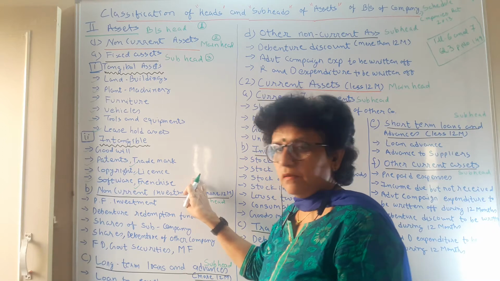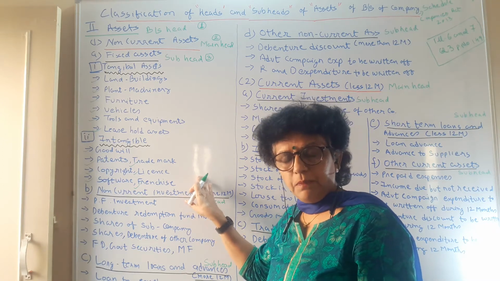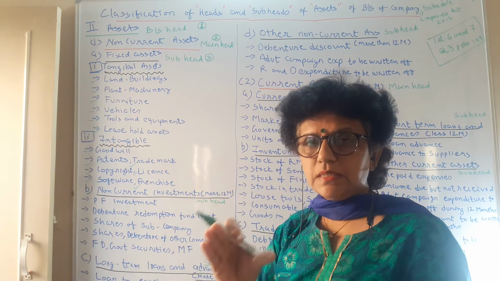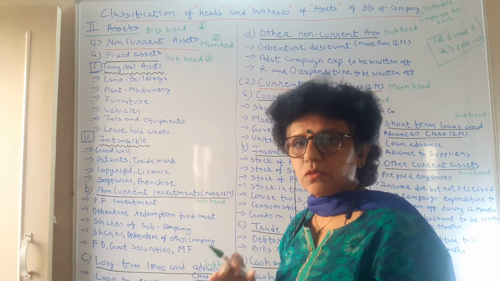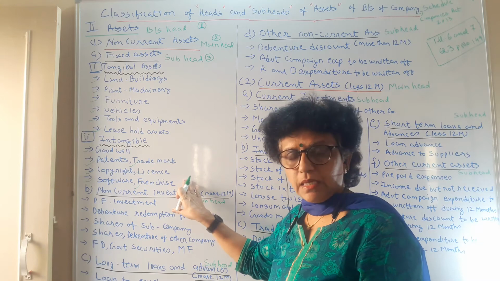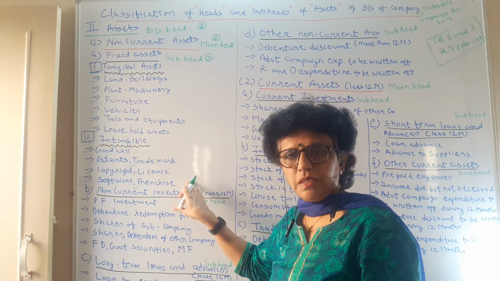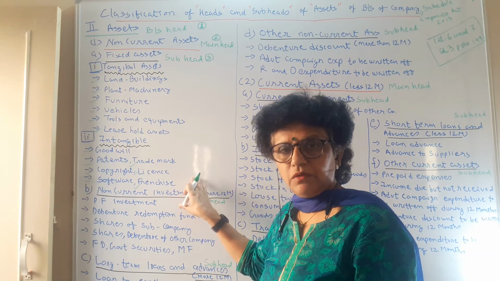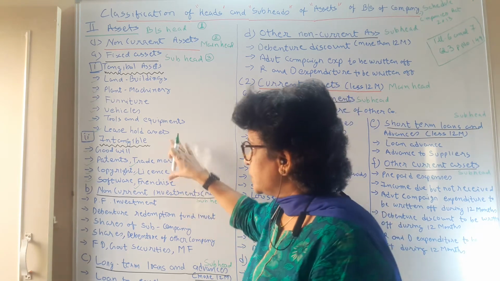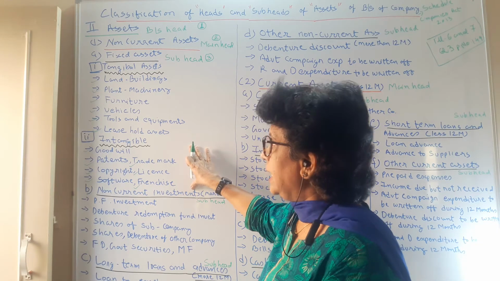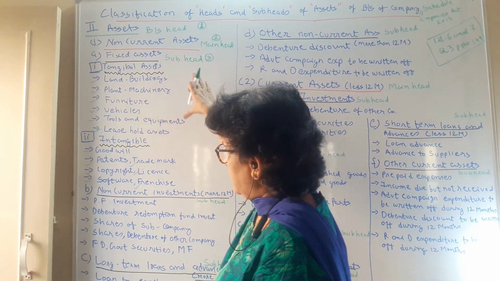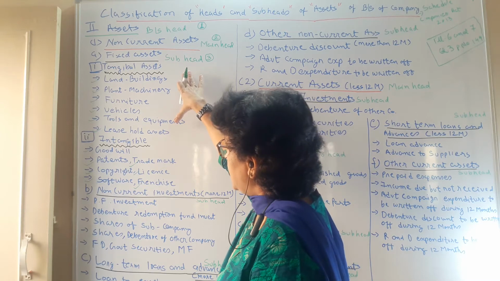If you have taken a franchise of any well-known business, that franchise is also one of your assets. In class 11 we learned the meaning of franchise. You may have taken a franchise of McDonald's or Pizza Hut, like that. So these are your intangible assets. So first, under non-current asset, you have the fixed asset as a main part.